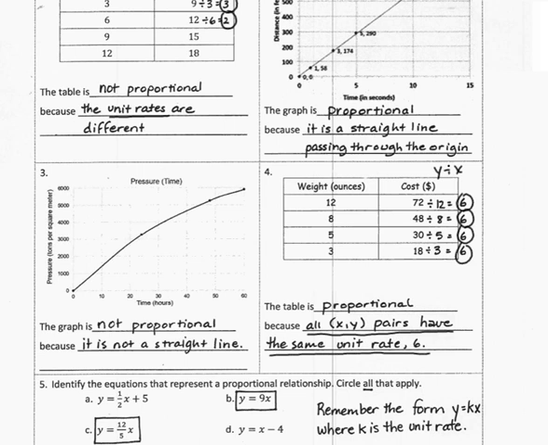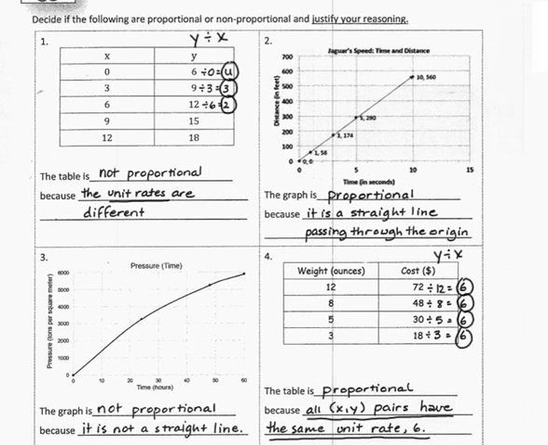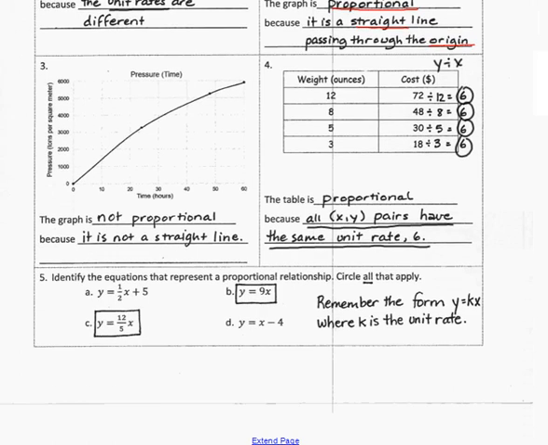a proportional relationship. Then questions 2 and 3 is asking about a graph. You can tell a graph is proportional if it is a straight line and it passes through the origin. So this is a proportional relationship. Then, number 3, this is not a proportional relationship because it is not a straight line.